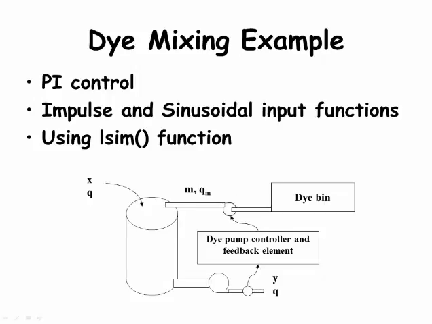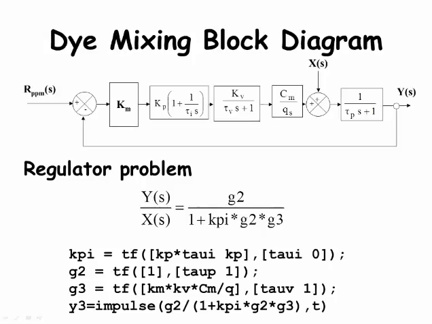For the next example, let's use the dye mixing problem we've used before. And we will use proportional plus integral control, and we will use either an impulse or a sinusoidal input function. For us to use sinusoidal input, we will need to use a new MATLAB command, LSIM. Here is the dye mixing block diagram we found before in Section 20.